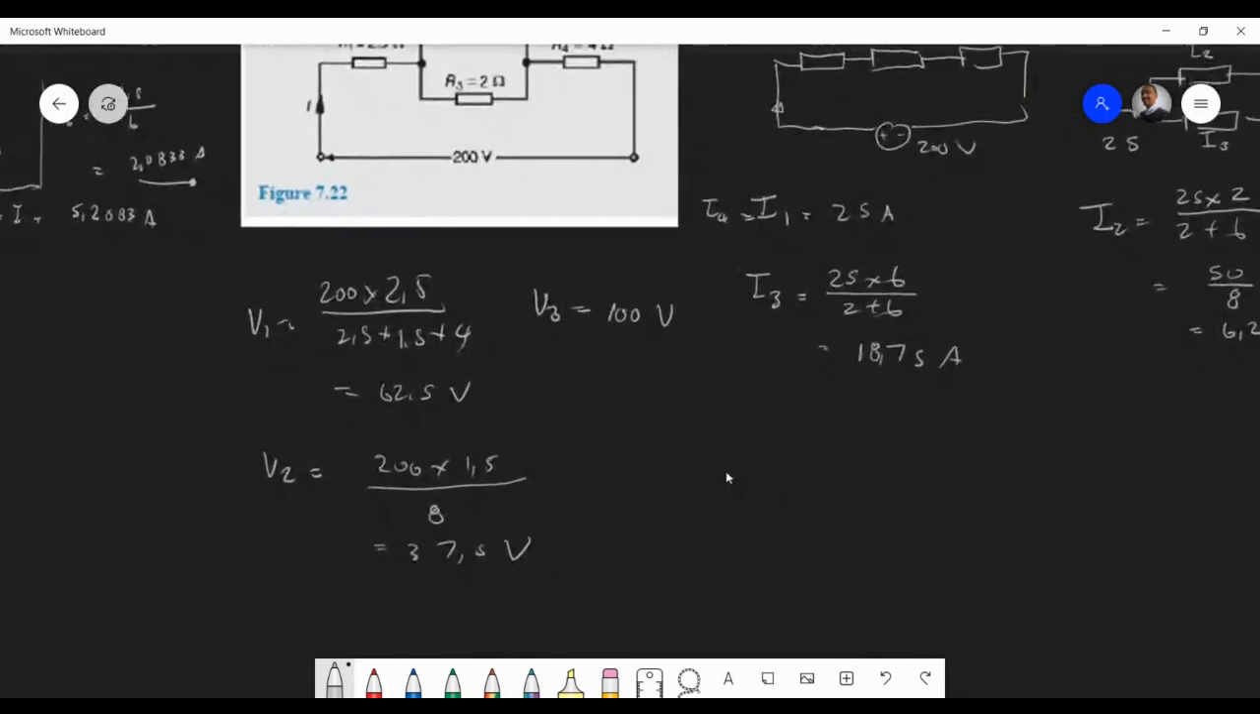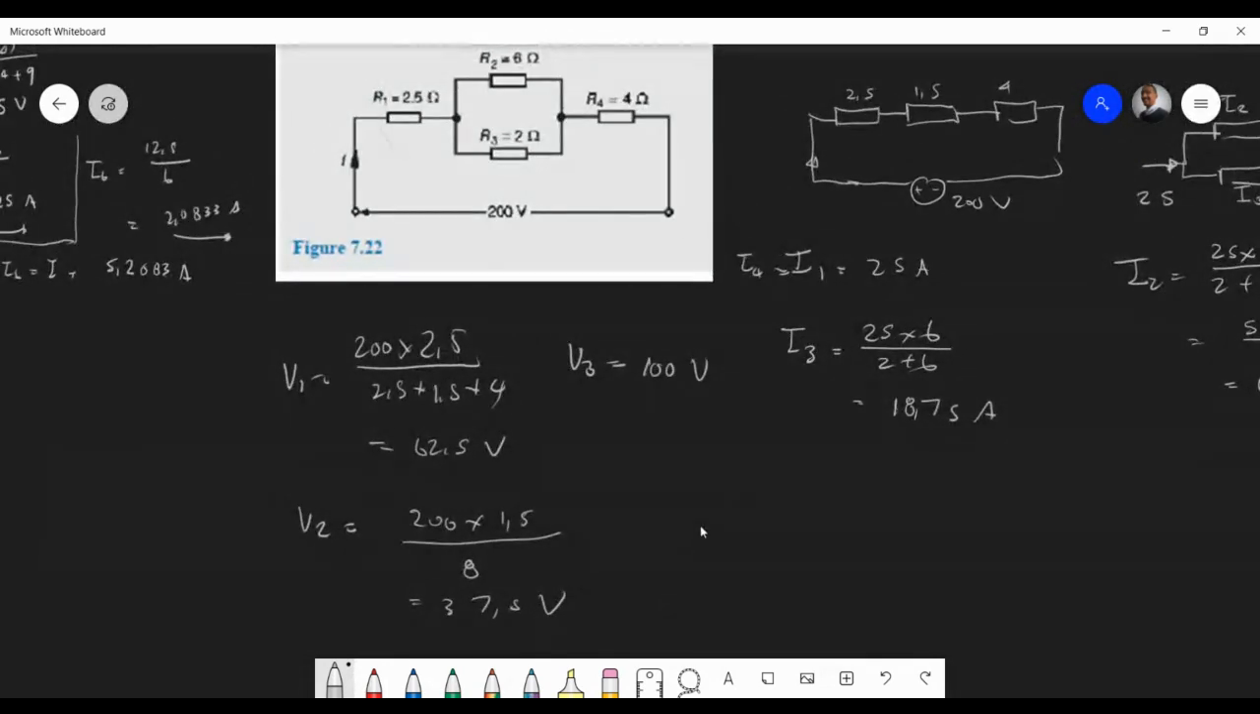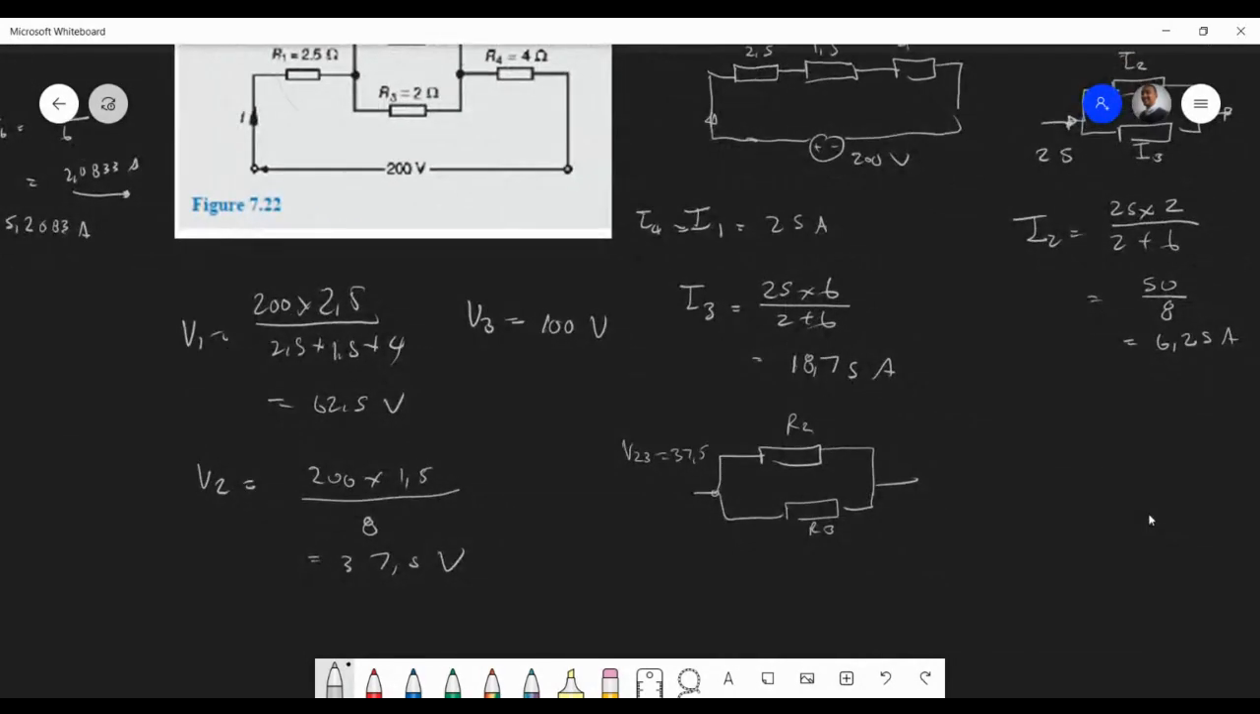And I just want to quickly re-show you back to this point that again, if I have the voltage across this portion, the R2 and R3, if you remember, just reconfirming and showing you that your voltage across this was what? The voltage here is, what is it? That's 37. So I'm just going to say V23 is 37.5.